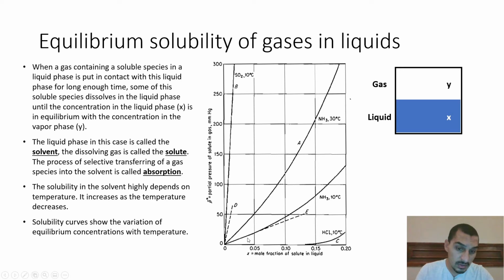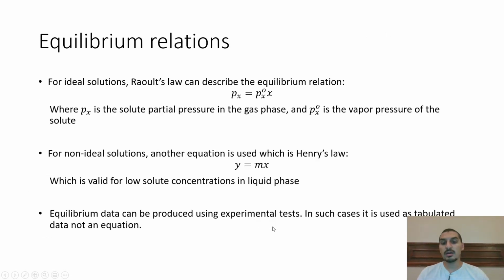But as the mole fraction in the liquid phase increases, we see this deviation from the straight line here. It's not a straight line anymore. That's why in some cases we use experimental data. We do experimental tests and get the results as tables of Y versus X, and we can use these tabulated data as a representation of the equilibrium relation between the solute concentration in the liquid and in the gas phases.